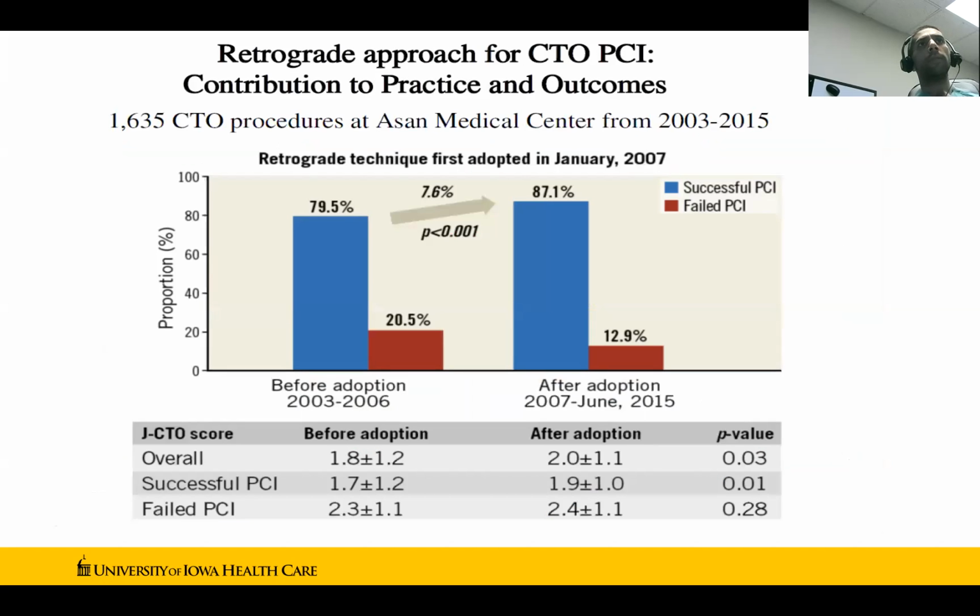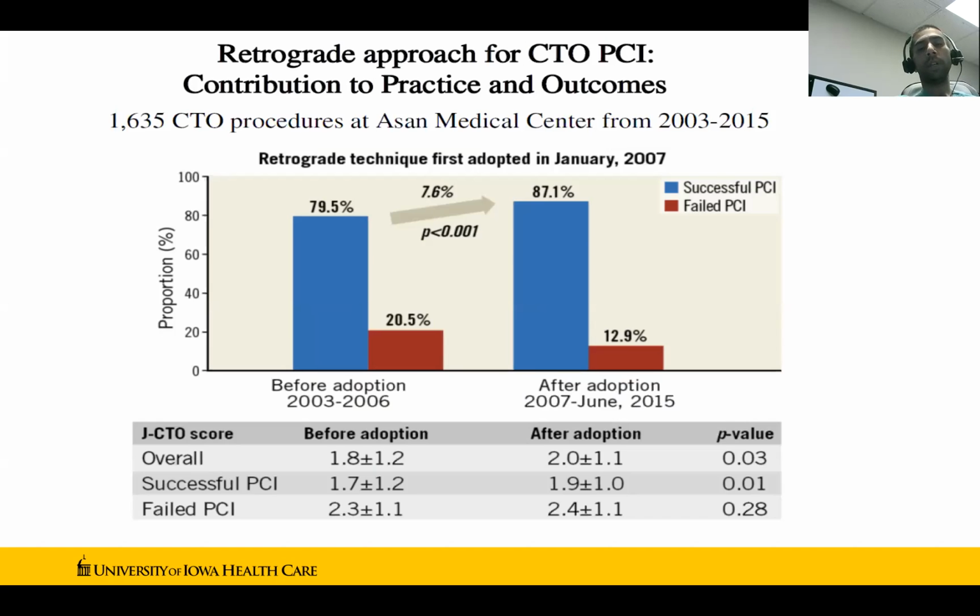This study from the Sound Medical Center that evaluated over 1,600 patients actually showed that the proportion of successful PCI increases as you adopt the retrograde techniques. Again, we don't end up using retrograde techniques all the time because of the improvement of antegrade wire escalation as well as dissection reentry techniques. But it's very important to have that in your armamentarium to actually get those final patients.